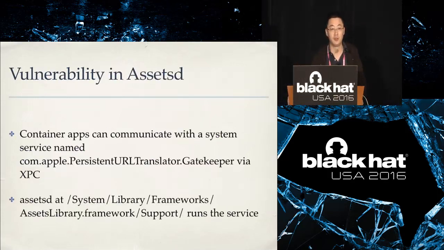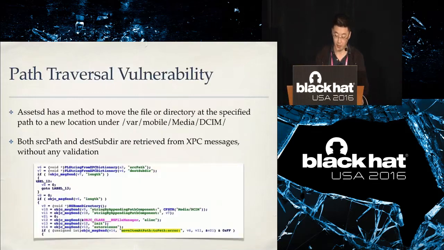And one of them is this one. So we found a vulnerability in assetsd, which is a service called com.apple.persistentURLTranslator.Keeper. Anyway, this service is related to the photo and some other things. And the program has a method which is invocable by any container application. The method is supposed to move a file or a directory at the specified path to a new location under the mobile media DCIM.